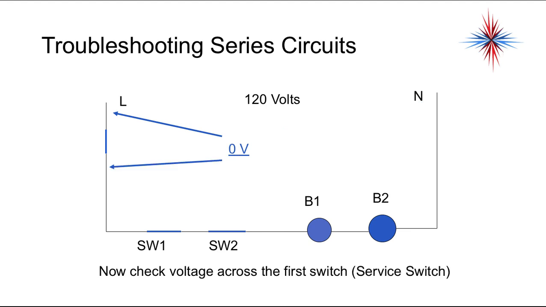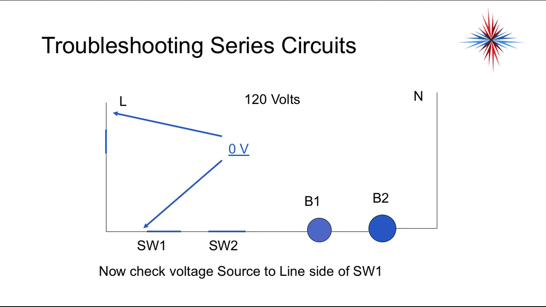Now check the voltage across the first switch. In this case, this is our service switch or breaker. We should have 0 volts because voltage across a closed switch is always 0. If I have my switch manually closed and I get voltage across it, something is wrong with the switch.